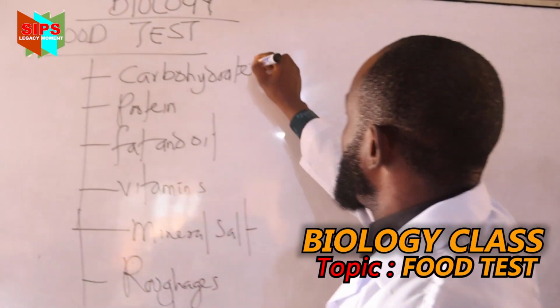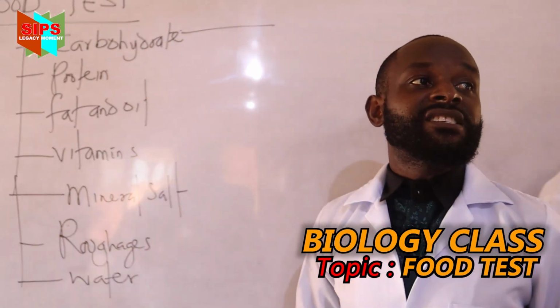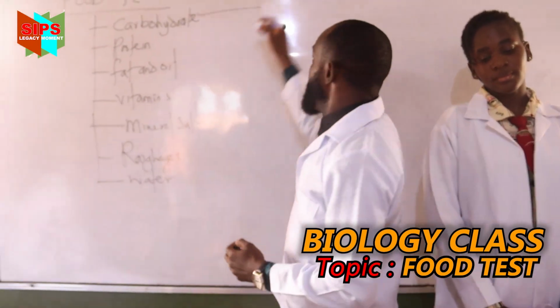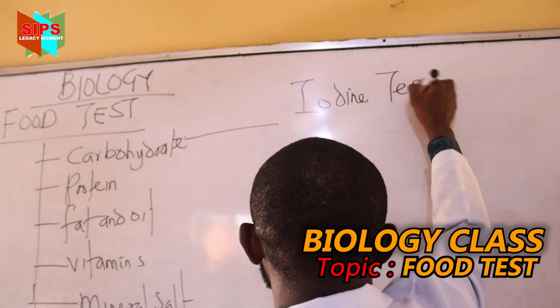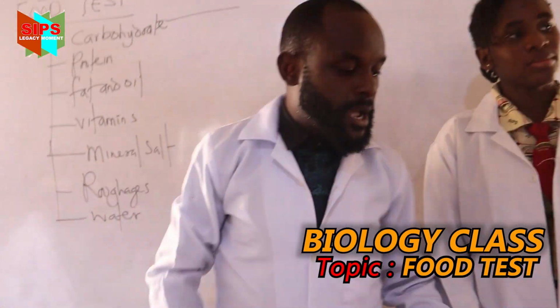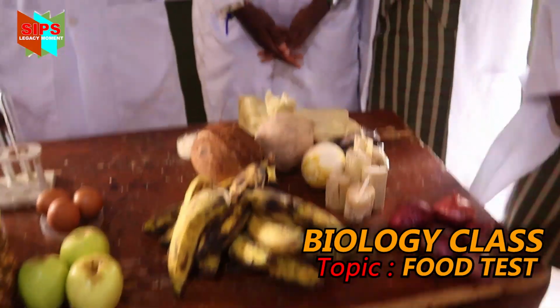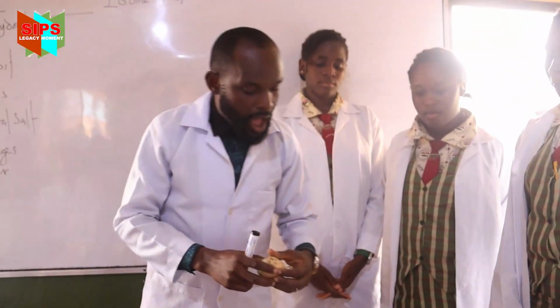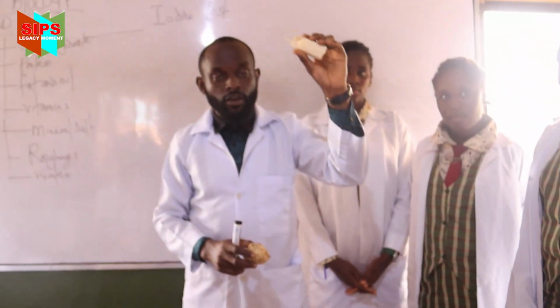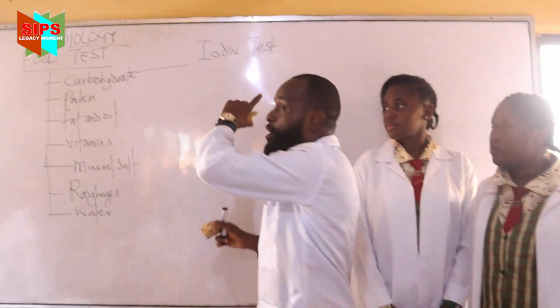For carbohydrates, the very first test we are going to do is the iodine test. What test are we doing? The iodine test. On our table here, we have biscuits, bread, potato, and sugarcane, all to do the iodine test.